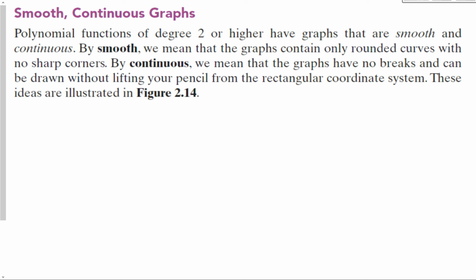Okay? So sharp corners like that means that we're not going to have a polynomial. Okay? In fact, the only way to make sharp corners is to have two different functions. Okay? So that would be a piecewise function. By continuous, we mean that the graph will have no breaks and continue to be drawn without lifting up your pencil from the rectangular coordinate system. That's continuous. There is no way to make this function without picking up my pencil.